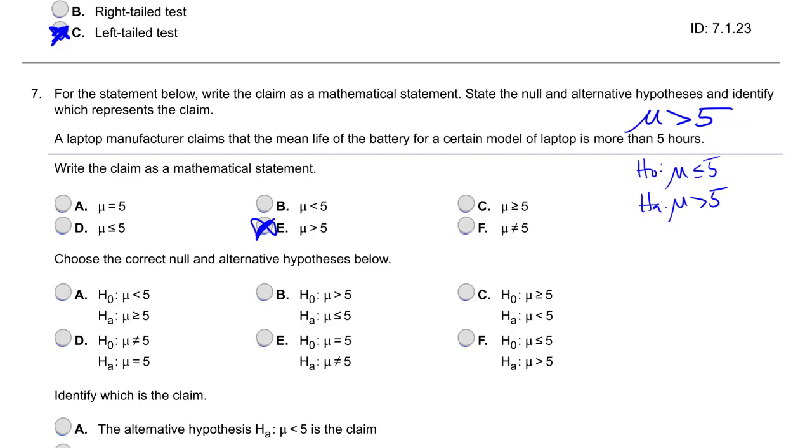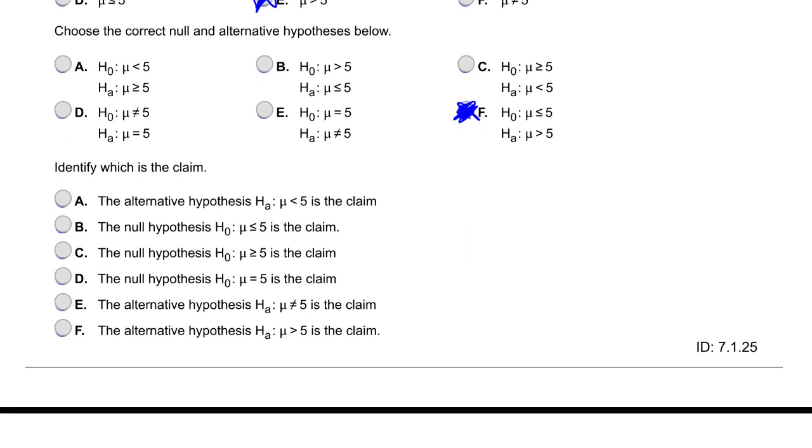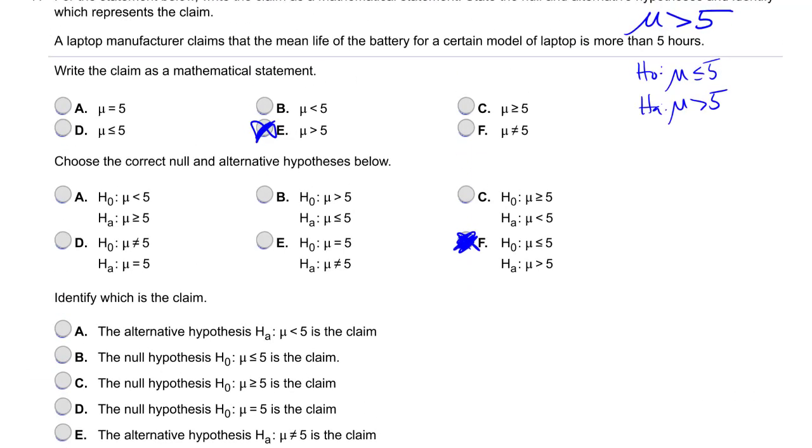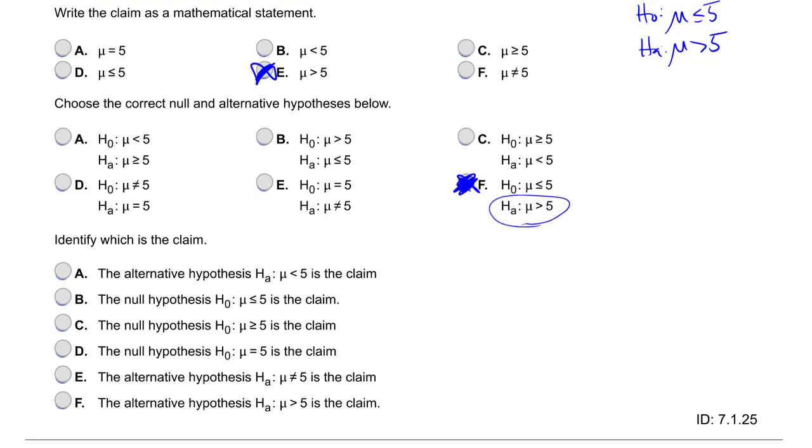And that one would be F here. It's easier to write it than to pick it out even. So that's a bit confusing. Which is the claim? Well, the claim was back here, right there. So the alternative hypothesis, mu greater than 5, is the claim.